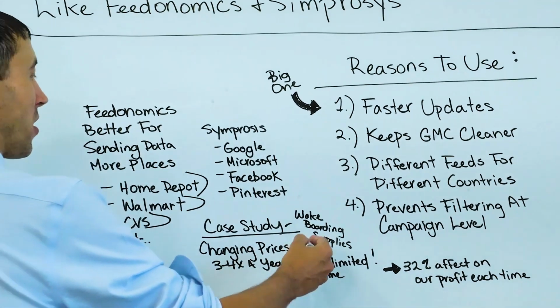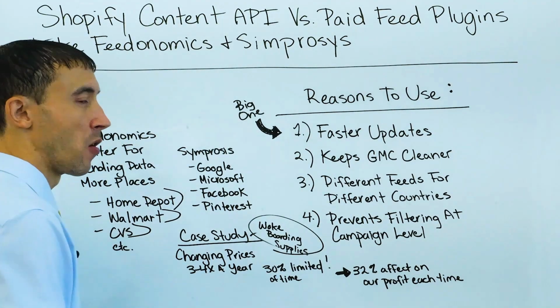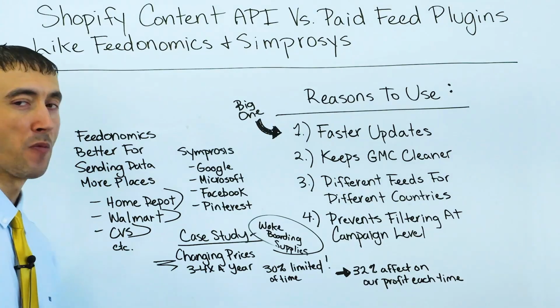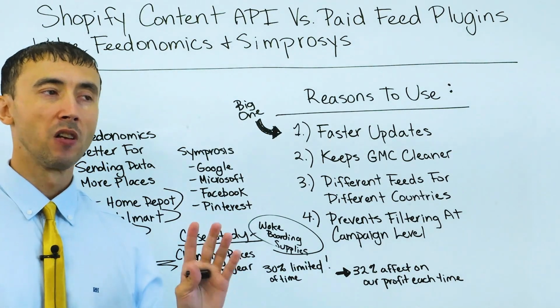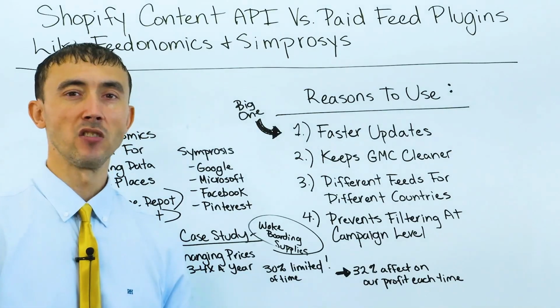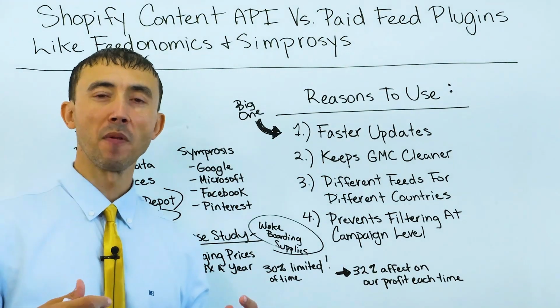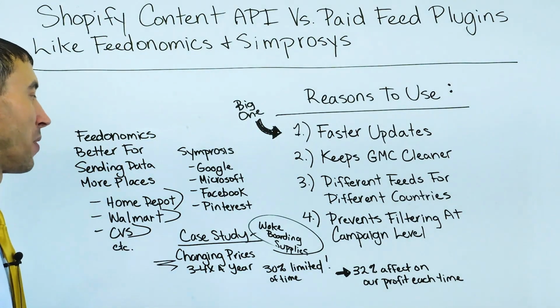Now, this is a wakeboarding supplies company. The guy that I work with changes the prices several times a year, 3-4 times a year. The reason I made this video is that I was starting to get pissed off about products getting limited with the Shopify Content API for a while now. This guy changes prices so much that it was starting to really affect us, and it was a great company to talk about here.